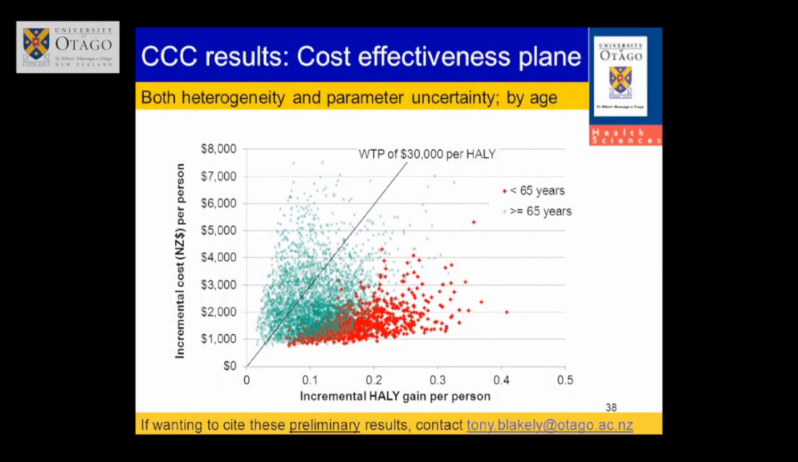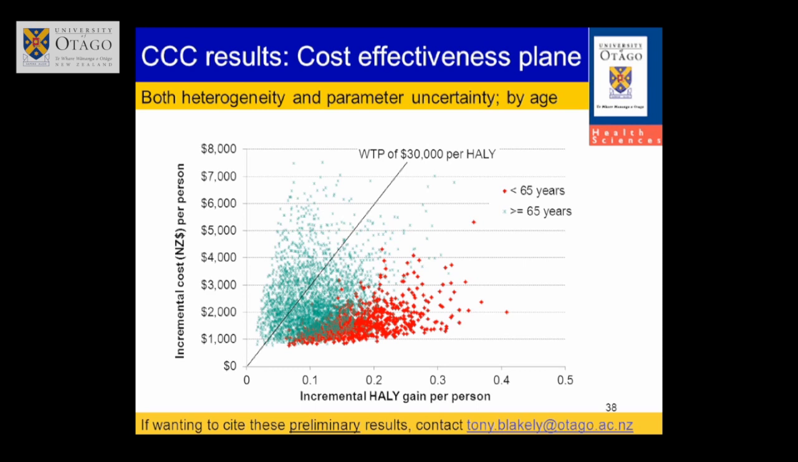So we've now coloured them. Red is younger people, and less than 65 for colon cancer is young. And green is those greater than or equal to 65 years. So if you're younger, you tend to get more HALYs gained, you tend to cost a little bit less, and therefore your ISA is going to be lower. So you can immediately see that this is a more cost-effective and more effective intervention for younger people.